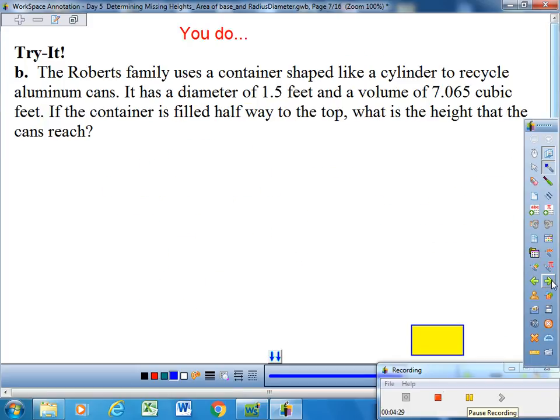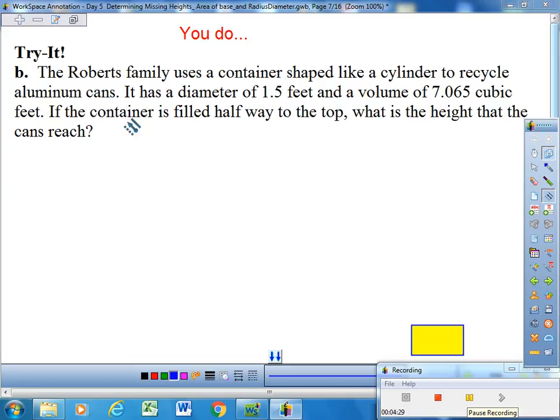Okay, next up, you're going to do this one. So the Roberts family uses a container shaped like a cylinder to recycle aluminum cans. It has a diameter of 1.5 feet and a volume of 7.065 cubic feet. If the container is filled halfway to the top, what is the height that the cans can reach?